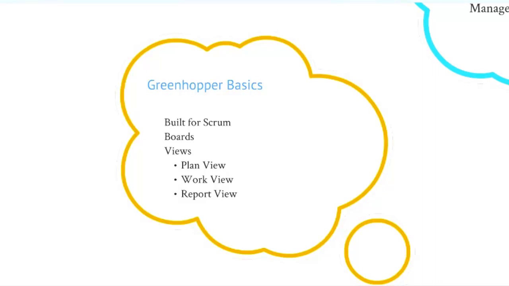Greenhopper is built on the concept of the main interface being what is called a board, just like you might have in Scrum methodology. If you were following more analog methods, you might have a bulletin board of post-its or index cards that you move things around on. There's that same concept, and some of you are familiar with that from using previous versions of Greenhopper.